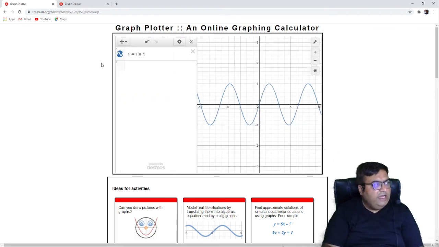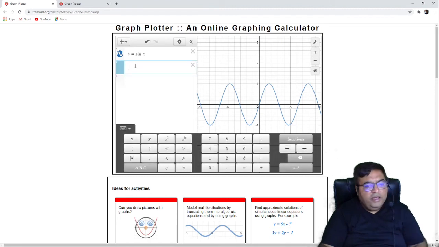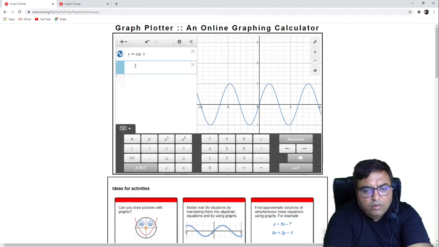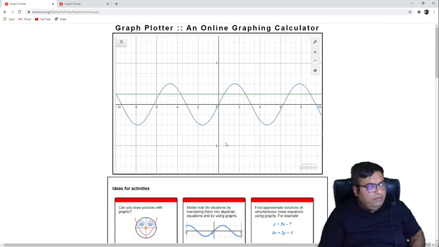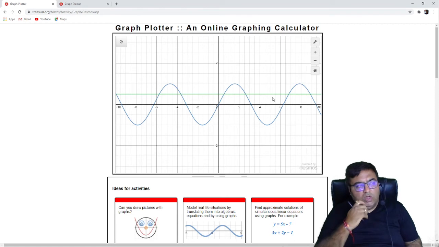Now for y equals sin x, let's add another one, let's say y equals 1 by 2. Now you can see this graph of y equals 1 by 2 is shown here in green. But the graph of y equals sin x is shown in blue. Now you can see there are many intersection points. One is this, another is this, this. You can see those points.